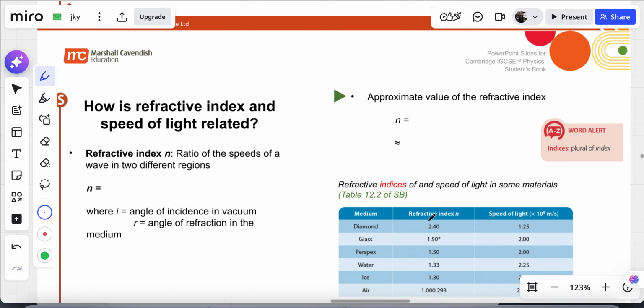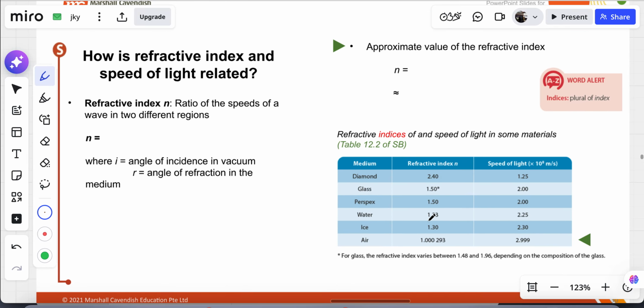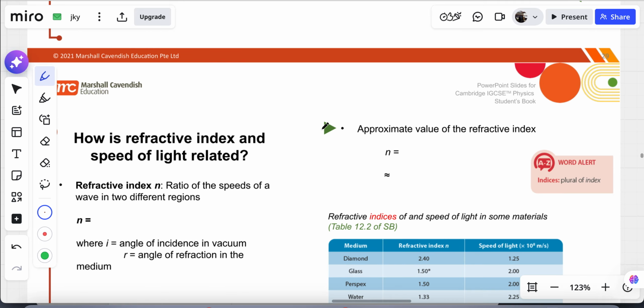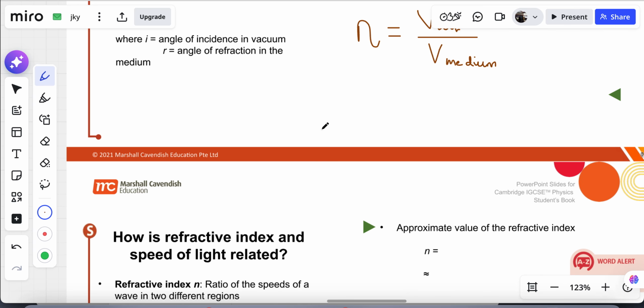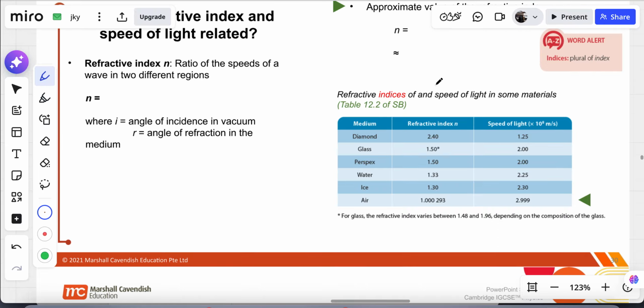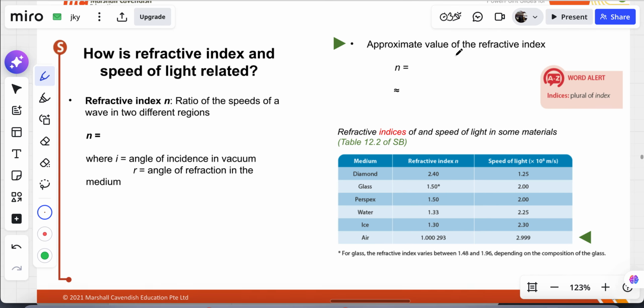Okay, now let's see, since we've written the equation, how for diamond, what's the refractive index of diamond? You say the speed of light in air divided by the speed of light in the diamond. So they'll give you the value of the speed of light in diamond, 1.25 times 10 to the power of 8.